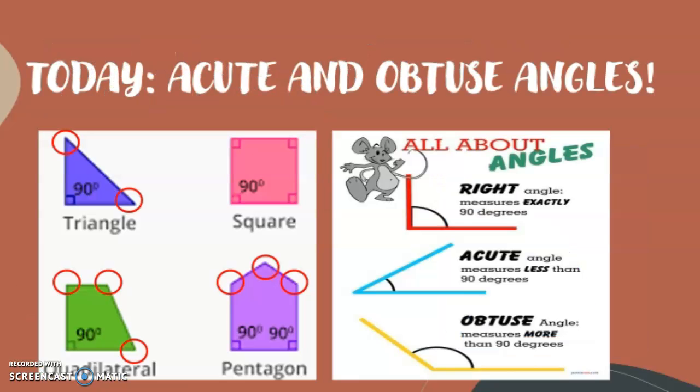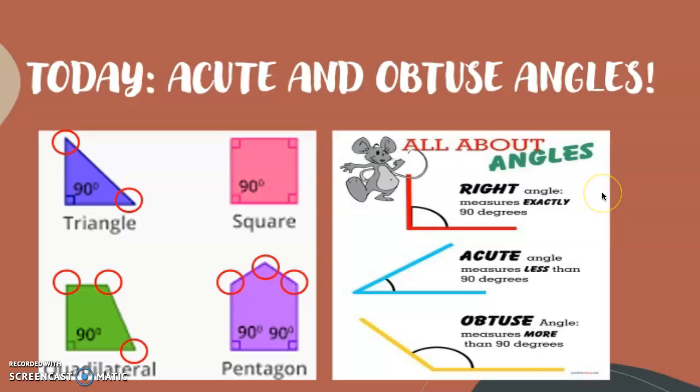And so today we're going to be learning about acute and obtuse angles. So like we said a little bit ago, we know that this is a 90 degree, but what are these? And we're going to learn about that today. And same here, we're going to learn about what these angles are. And so we're going to be all about angles today.